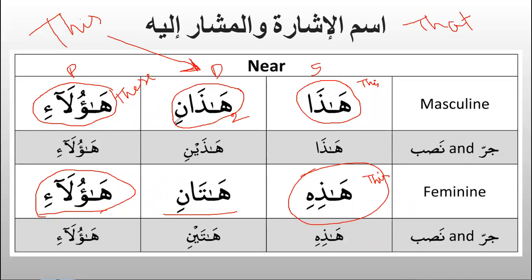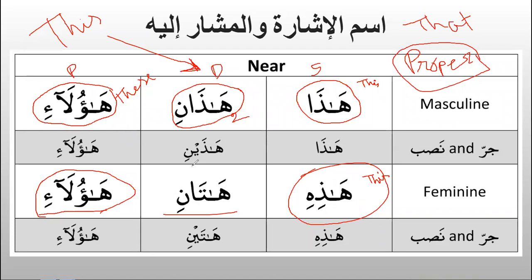Ismul ishara are always considered proper. Always proper. So we know three properties of these words: hada, hadani, haulai, hadhihi, hatani, haulai. Hada is singular, masculine, proper, and rafa. All these words you memorize are rafa.